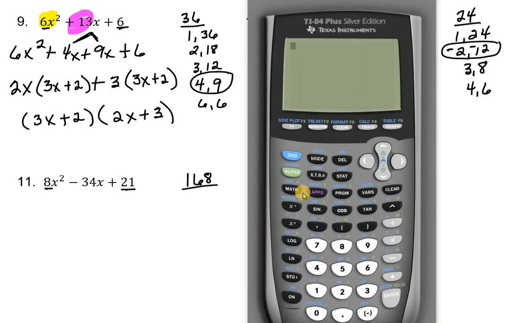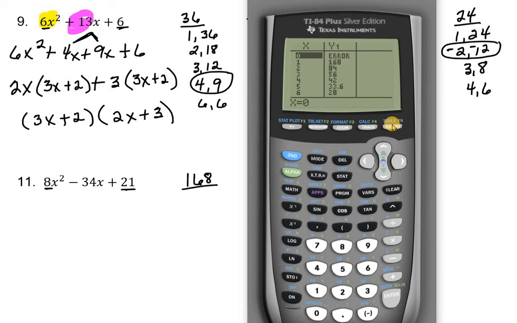Okay, what I want to do is go to this y equals key up here in the upper left-hand corner. And I'm going to type in 168 divided by x. Now I want to go to this table, which is the second function key. So I need to hit second table.